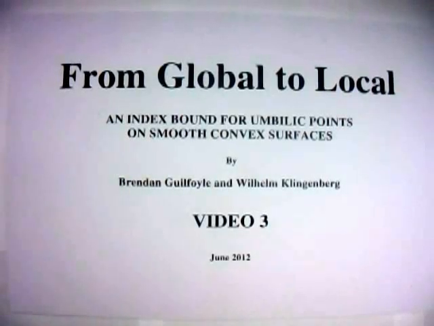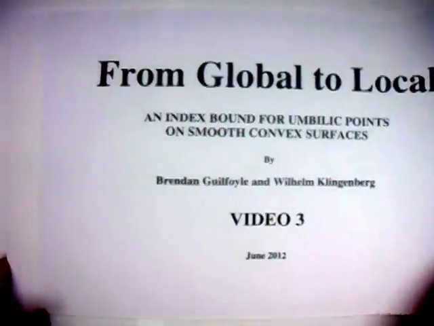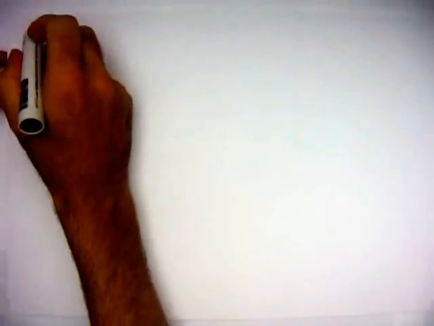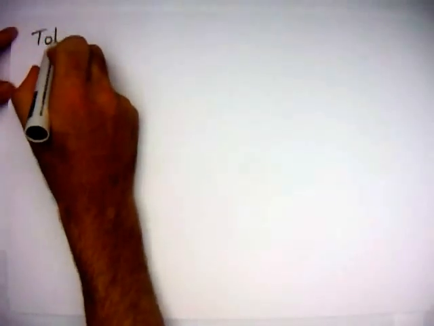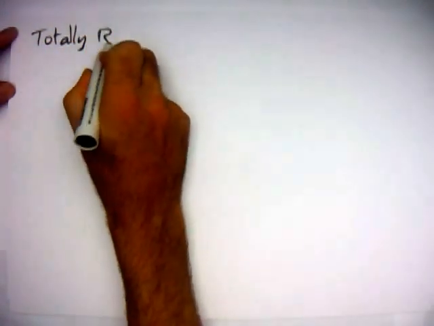So this is the third video going through the details from global to local and index bound for umbilic points on smooth convex surfaces, paper by myself and Wilhelm, which recently posted on the archive. In this video we want to talk about what is section 2 in the paper, which is this concept of a totally real blow-up.